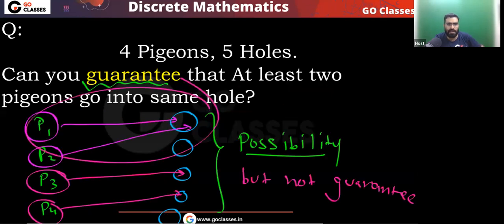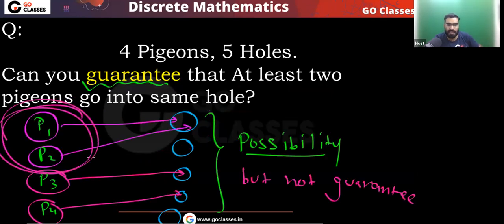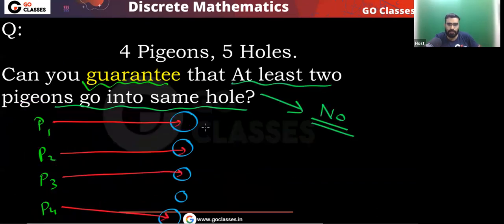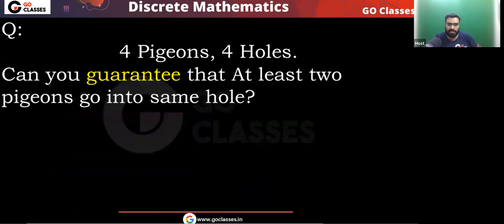They may go to the same hole, at least 2 pigeons can go to the same hole. There is a possibility, but there is no guarantee. It is possible that they are going to different holes. Now let's see another example.